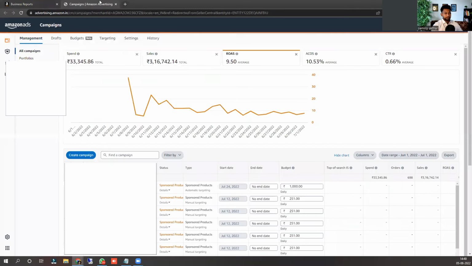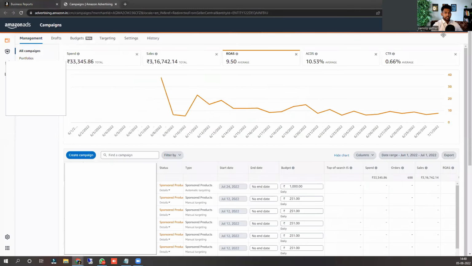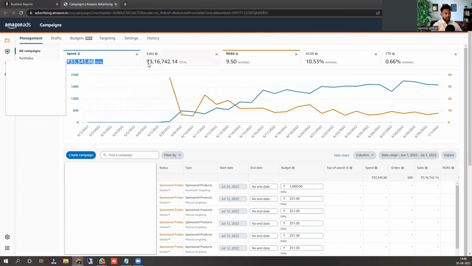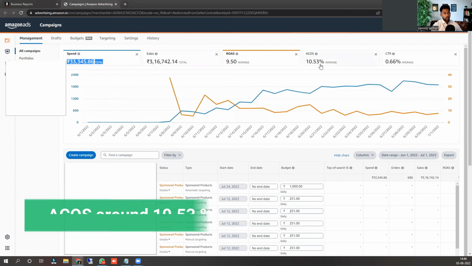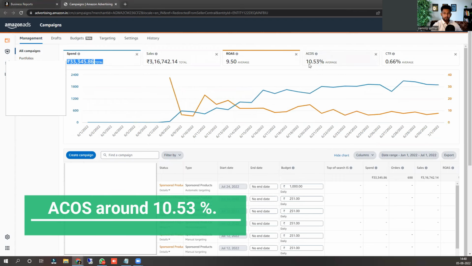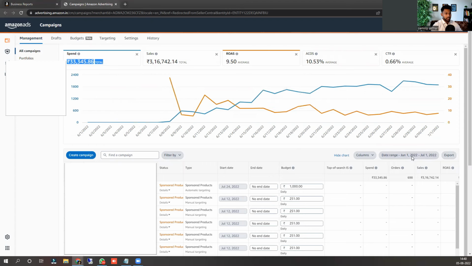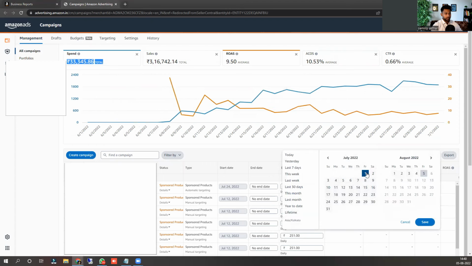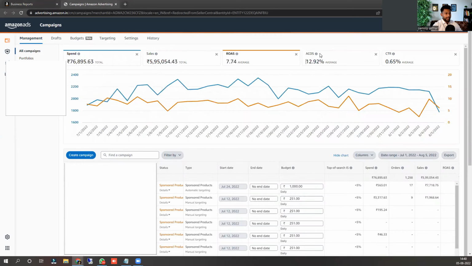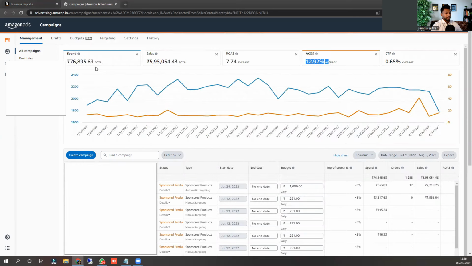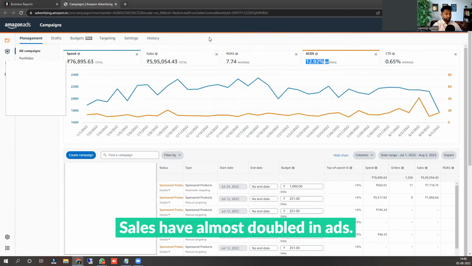Now let me show you the advertising dashboard as well. Here you can see the advertising dashboard, from June to July. In the month of June, you spent around 33,000 in ads, which gave us an ACOS of 10.53%. Let me show you the sales and everything for July as well. From July to today, the ACOS is around 12.92%, and the spend has increased. We are scaling right now. Here you can see the ACOS, and here you can see the sales. Sales have almost doubled in ads.